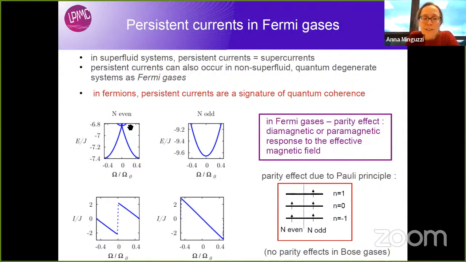So you have two branches, in fact, by turning on the flux, which are this one on the right and this one on the left. On the other hand, there is no parity effect in Bose gases, not even at strong interactions, which is a priori a surprise, since we know that for Bose gases, the exact solution at strong repulsions is mapped onto the one of a Fermi gas. But still, I have no time to demonstrate it here, but there is no parity effect in Bose gases.